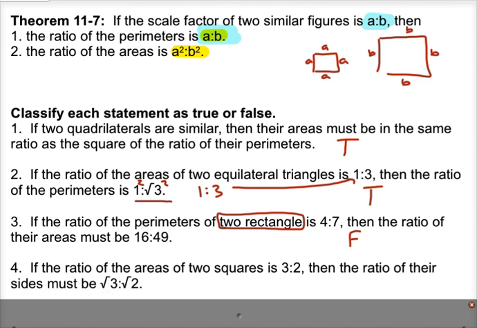Number 4, if the ratio of the areas of two squares is 3 to 2, then the ratio of their sides must be square root of 3 to the square root of 2. Now, I know all squares are similar figures, so I can apply the rules. So if I go from the area to the perimeter, I can simply square root them, and I do get square root of 3 and square root of 2, so this is a true statement. Or you could have done this problem in reverse and said, if you start with the perimeters and square each of these, the square root of 3 squared is 3, and the square root of 2 squared is 2, you do get the same ratio as the area is 3 to 2.